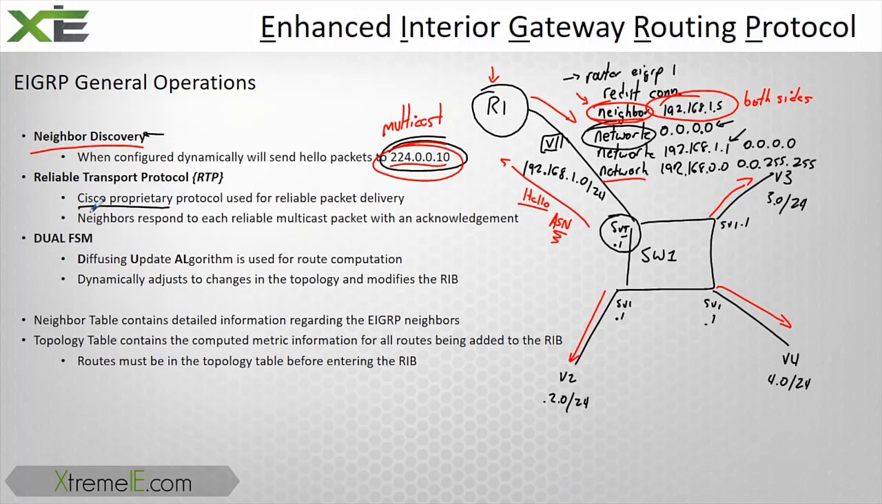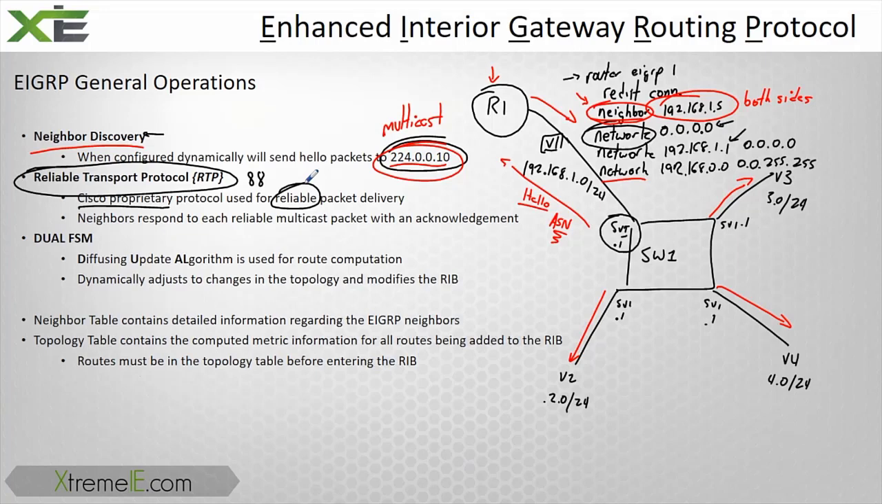Now, EIGRP in itself is a Cisco proprietary protocol. However, in EIGRP, Cisco built in what we call RTP, Reliable Transport Protocol. People have also come to call this Protocol 88. This is a Cisco proprietary protocol that EIGRP essentially rides over, and what it does is it ensures reliable packet delivery, okay? EIGRP has to ensure that its packets are delivered and that they're delivered reliably, that they're in order, etc.